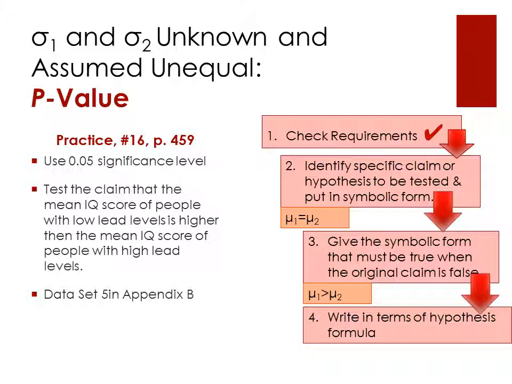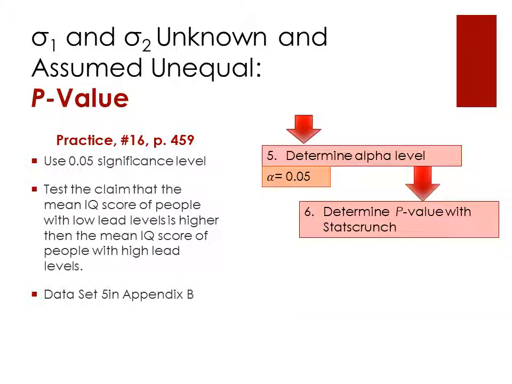Now we're ready to put these in terms of our hypotheses formula. So again, our null is the equals-to formula, and our alternative hypothesis has the greater than. So now that we have that, our alpha level has already been given to us as 0.05. And now we're going to use StatCrunch to determine the p-value.